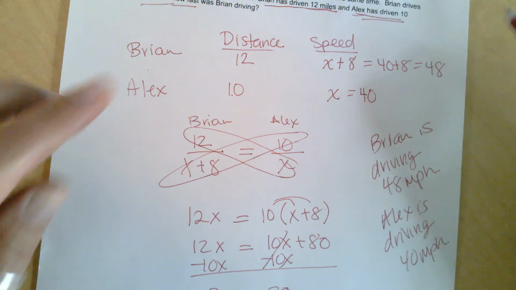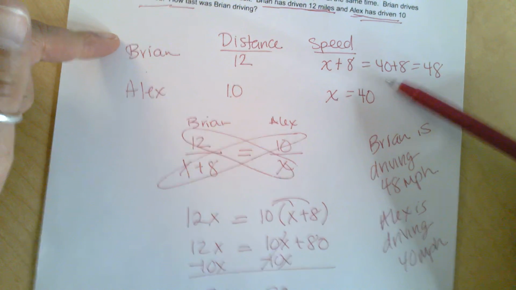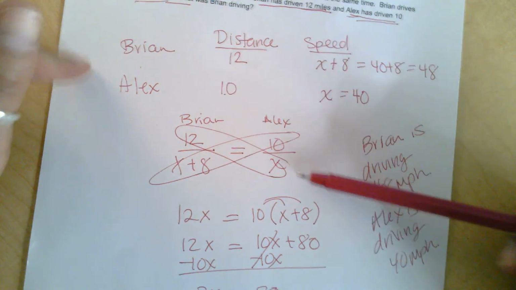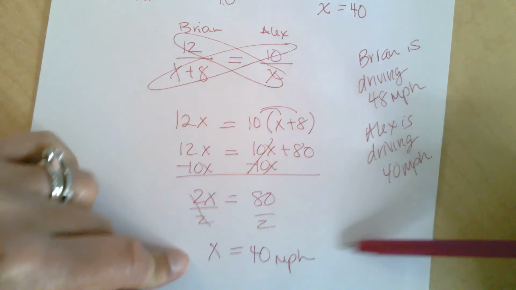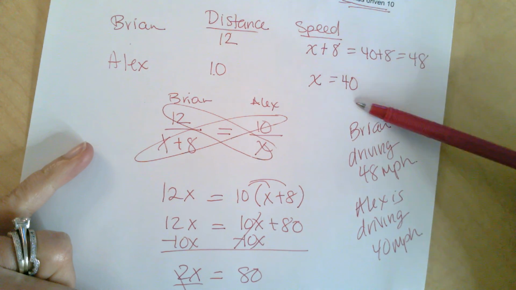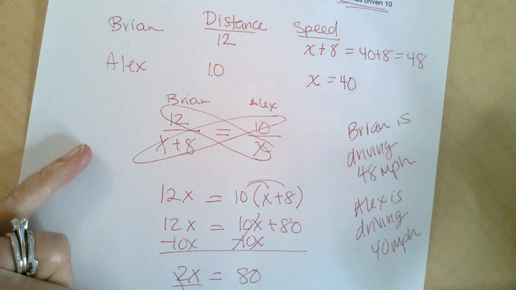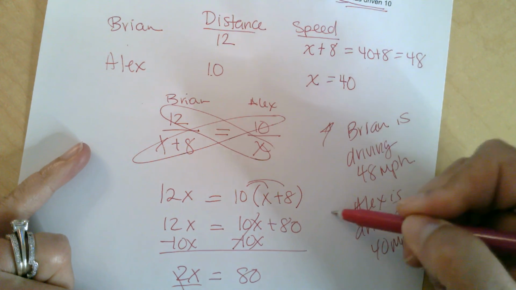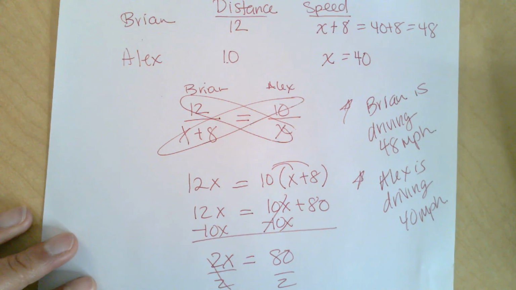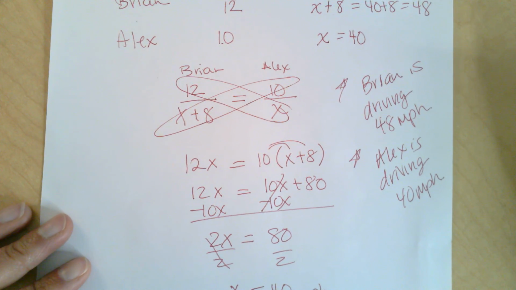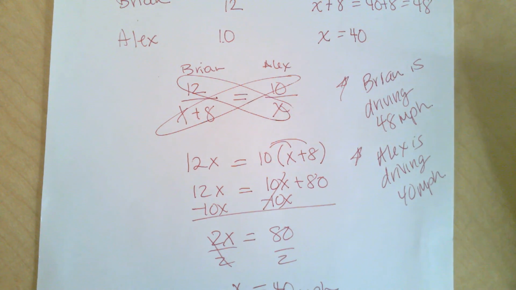Okay, and so we organized our data, we defined our variables, we set up a proportion, we solved our proportion, and then we went back to see how fast each person was going, and I just wrote it in complete sentences, and there you have it. This has been Word Problems in Intermediate Algebra. I hope it helped.